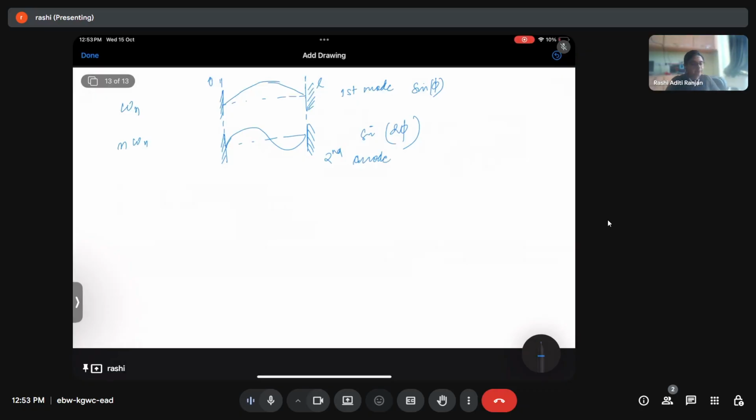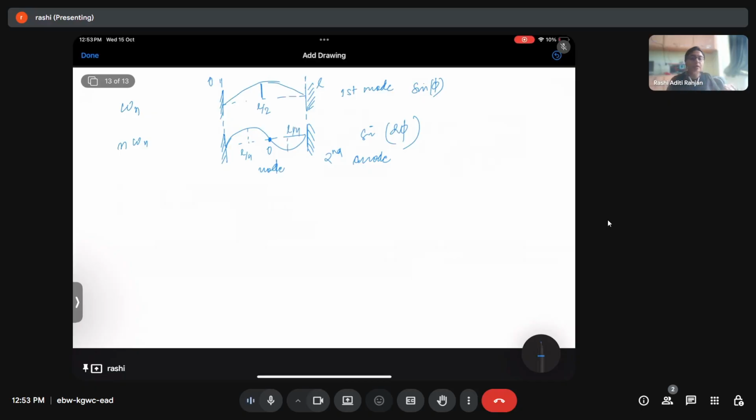So for the first mode, we were having a maximum value at what? L by 2. For the second mode, this L by 2 has zero displacement and it is also called a node. Node means that it is going to have zero displacement. So for the first mode, L by 2 was having maximum displacement. For the second mode, L by 2 is a node, which means it has zero displacement, and the maximum displacement is at L by 4 and 3L by 4.